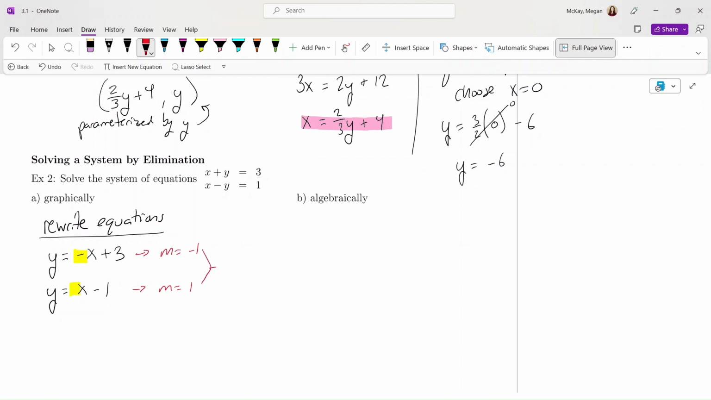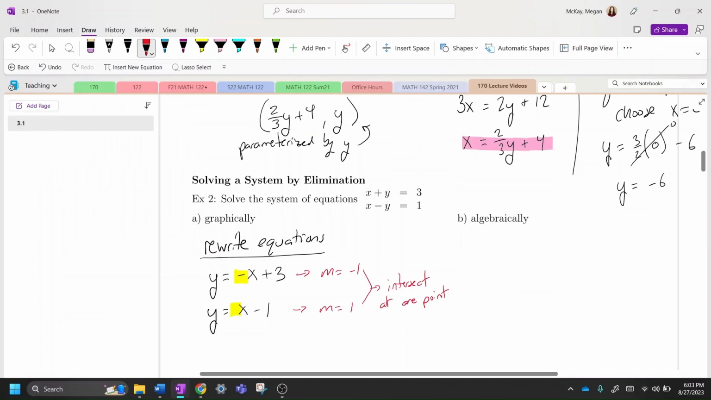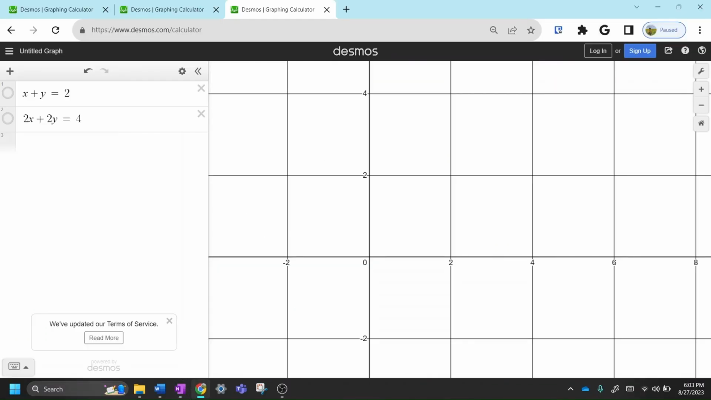Alright, so here they will intersect at one point. Well, we were asked to solve this graphically, so let's go ahead and take a look at a graph to find where they're going to intersect. I'm going to exit out of here and take us over to Desmos.